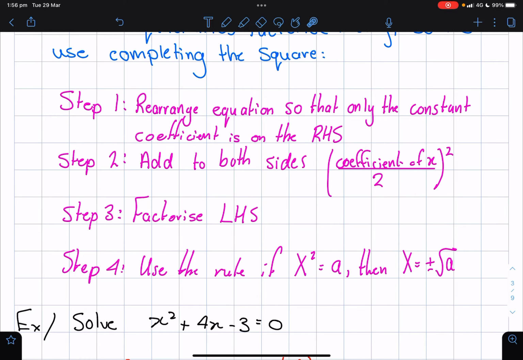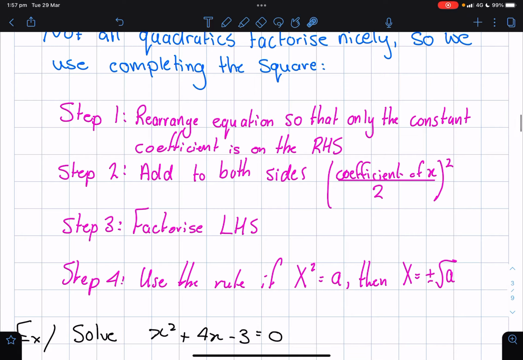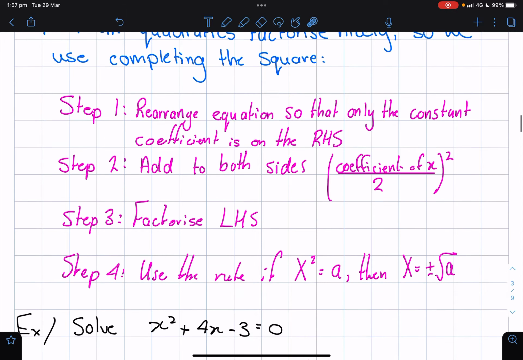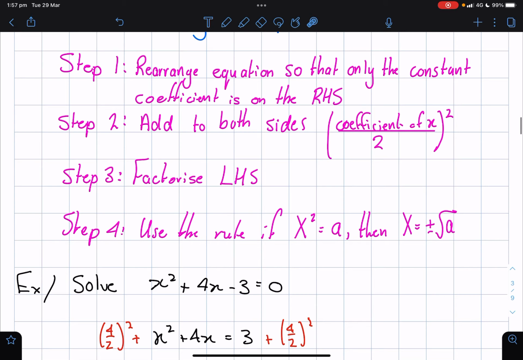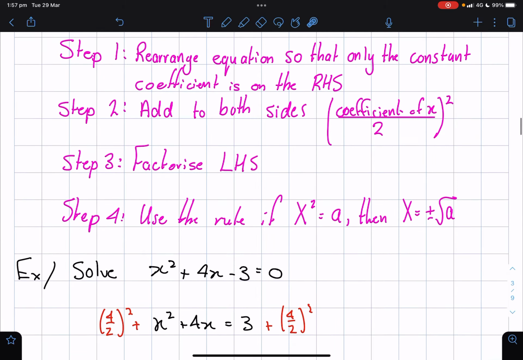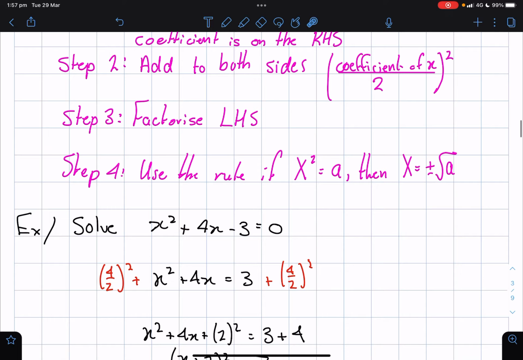All right, we're going to complete the square. So step 1, rearrange the equation so that only the constant coefficient is on the right-hand side. That means we've put the 3 over to the right-hand side. So I've done step 1 and step 2 in this step. Second step, add to both sides the coefficient of x divided by 2, all squared. So the coefficient of x is this number here. We've got +4, so +4 over 2 squared, and then we've got +4 over 2 squared on the right-hand side as well. All right, so we've now got x squared plus 4x plus 2 squared.